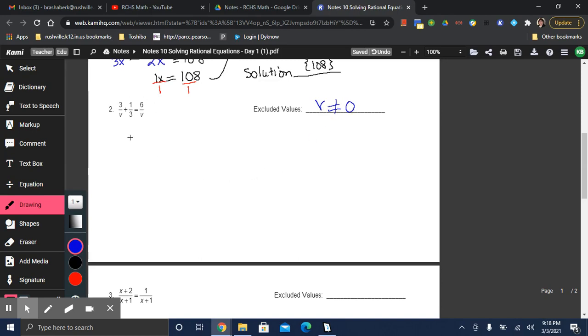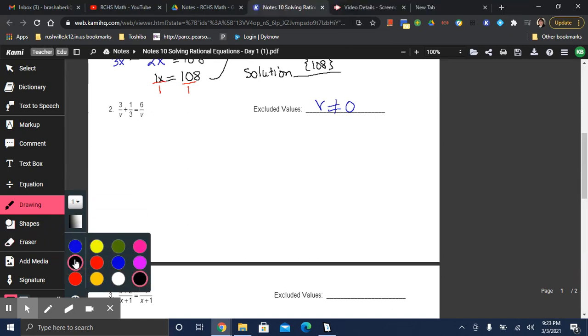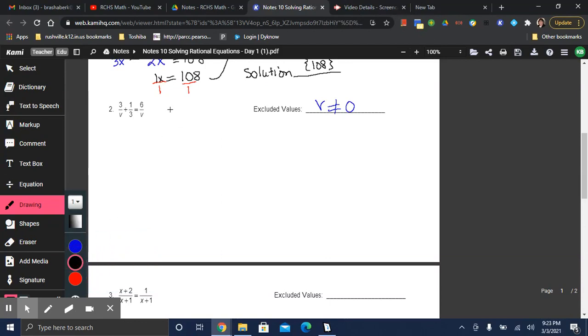So if we work this problem and we end up with v equaling 0, then we would actually have to say that it has no solution because v can't equal 0, giving us a 0 in the denominator. All right, our next task is to find the least common denominator.